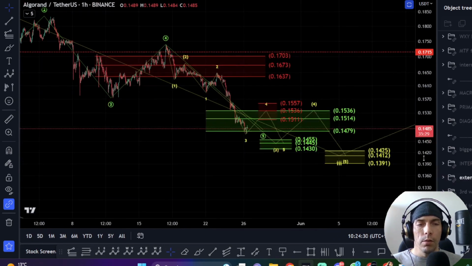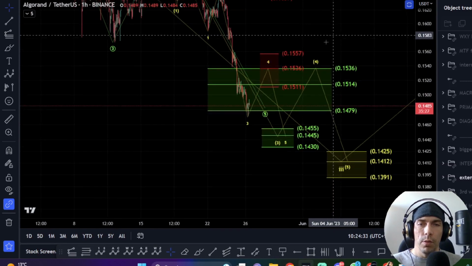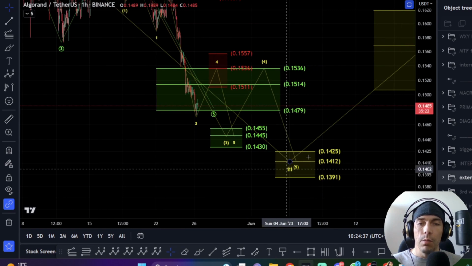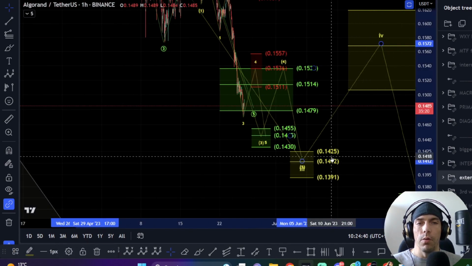Now, the internals of this are much the same. What we'd be looking for is that additional fourth and a fifth, an additional fourth and a fifth, and then we'd be looking for the possibility of a corrective move to the upside.